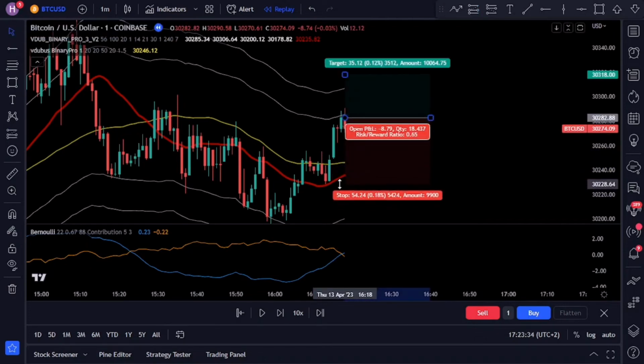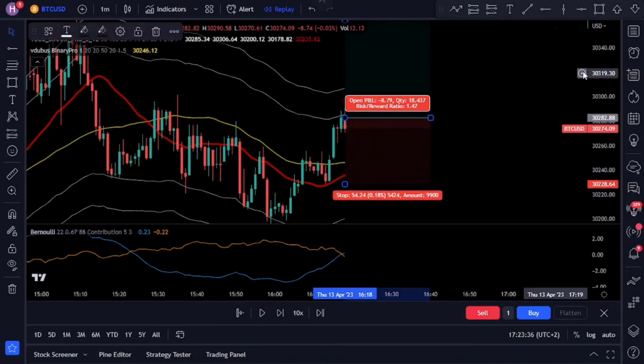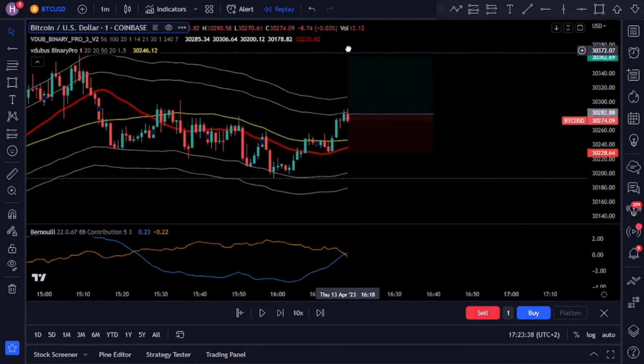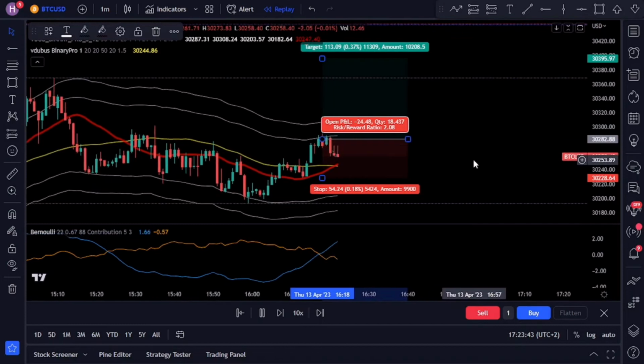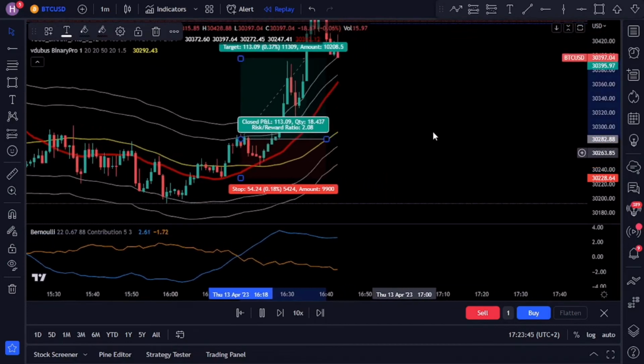Let's enter the buy trade with a stop loss below the recent swing low and aim for 1 to 2 risk to reward, meaning for every 1% of the account that we risk, we should aim for a 2% return. Next, we're going to take a look at another example.